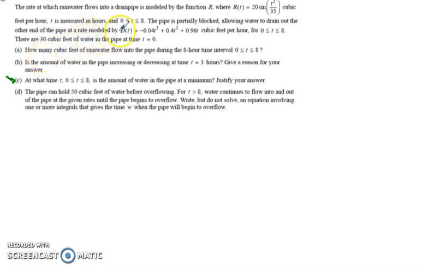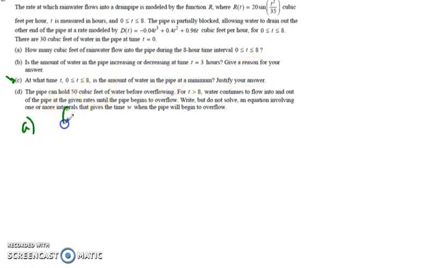First of all, we have water flowing into a drain pipe, and they give us the model for inflow of water is R. And they're telling us time is in hours on 0 to 8. And the pipe is partially blocked, so the water is draining out at the other end by a different model here. Also on the interval from 0 to 8, and we're told that there are 30 cubic feet of water already in the pipe when time starts. So problem A says, how many cubic feet of rainwater flow into the pipe on the initial 8-hour time interval?